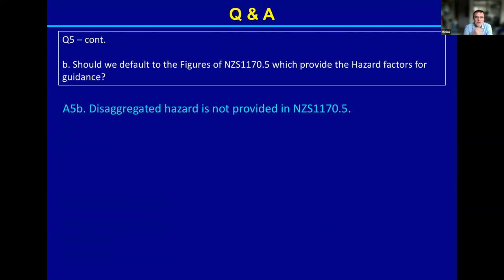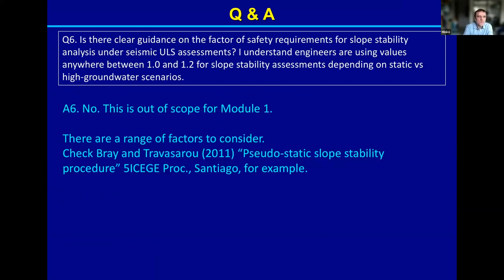So there is a sub question to this, suggesting that some form of plots are given in NZS 1170. To my knowledge, disaggregated hazard is not considered at all in the NZS 1170 presentation. The final question, which is a little bit out of scope, is: is there clear guidance on the factor of safety requirements for slope stability analysis under seismic ULS assessment?